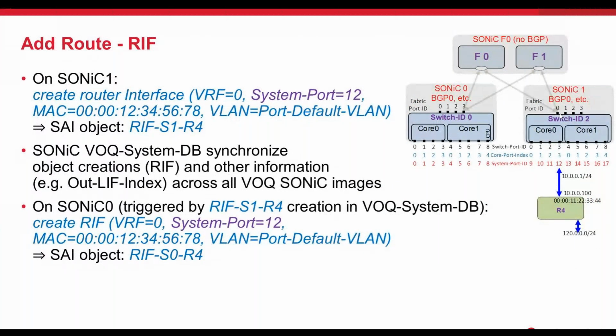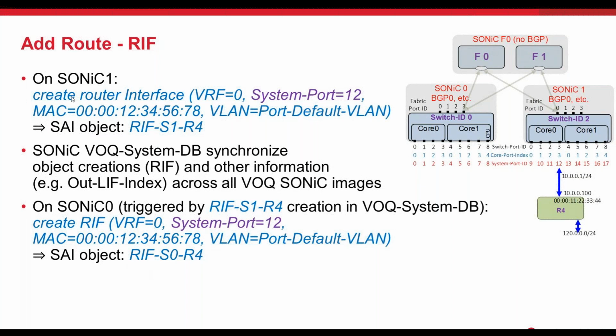So the first step that we have to do is to create a router interface. I will start with SONiC number 1, which is the SONiC with the local router interface. So the router interface is local to that device. And the color scheme that I try to use in this slide is that blue represents SONiC calls or SONiC objects, and purple represents new stuff or changes to an existing API.